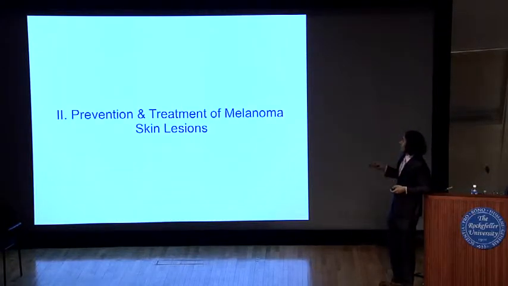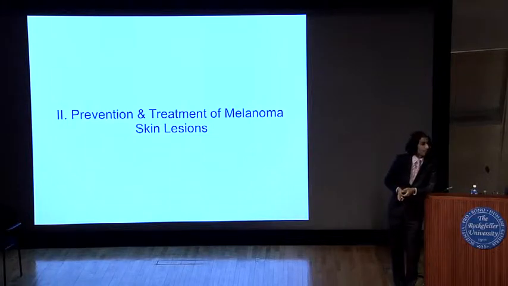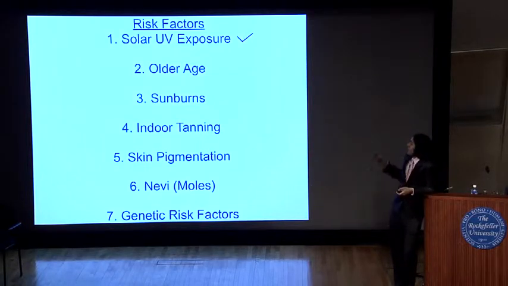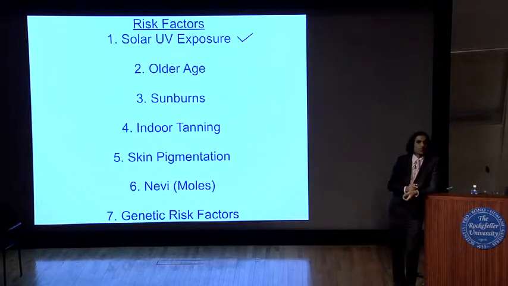So how do we prevent melanoma? Because that's the best thing that we can do. Firstly, reduce solar UV exposure. It's hard to block the sun, but what we can all do is to make sure that we reduce our exposure to UV as much as we can.